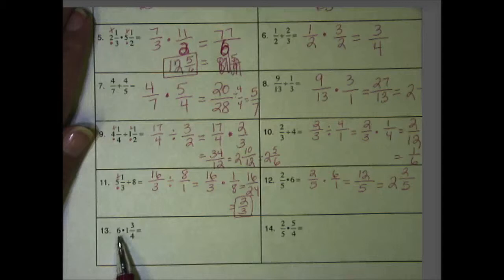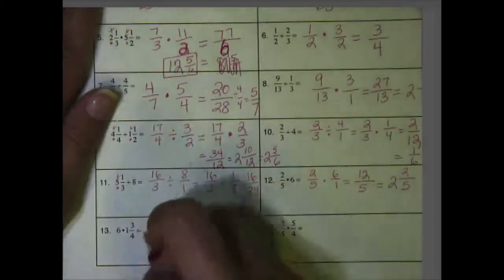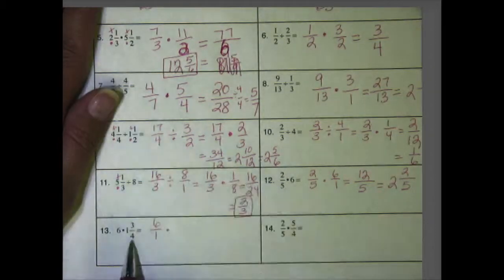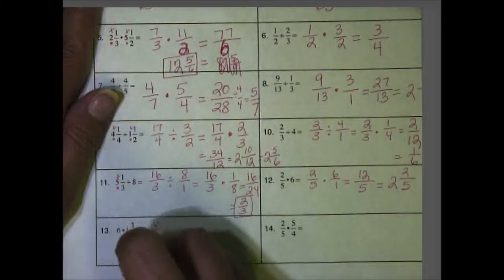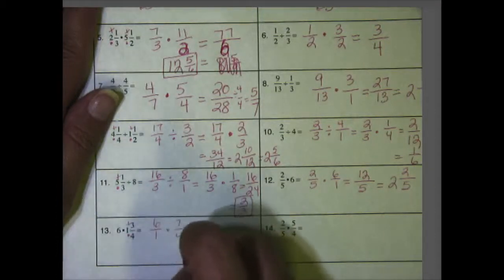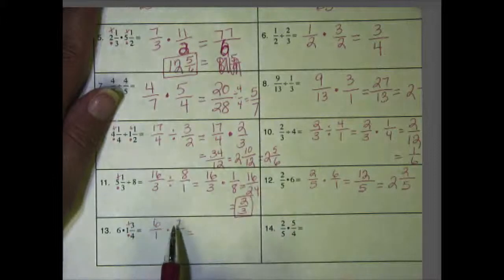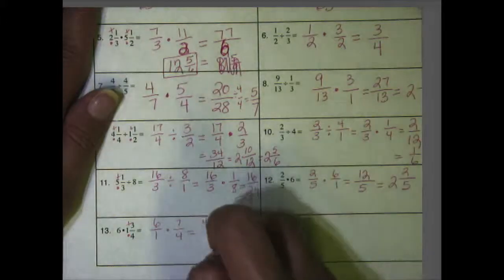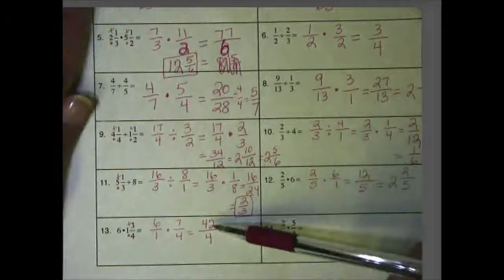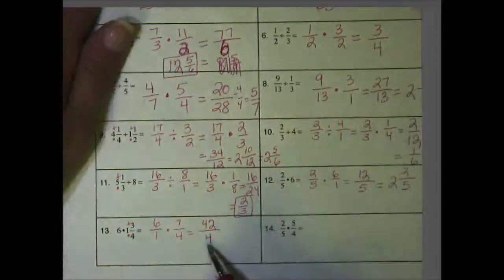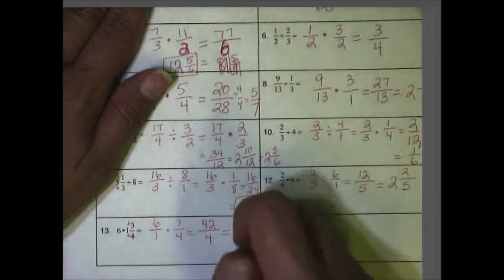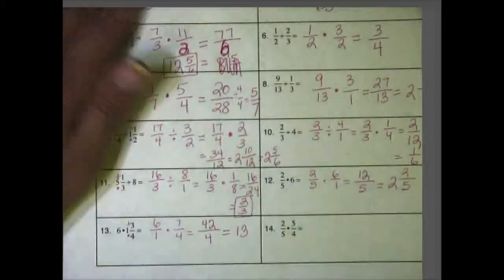We can also multiply whole numbers by mixed numerals. So the first thing we want to do is change that whole number to a fraction. Change our mixed numeral to an improper fraction. 4 times 1 is 4, plus 3 is 7. And then multiply straight across. 6 times 7 is 42. 1 times 4 is 4. And then we need to simplify. 4 goes into 42, actually, 13 times.